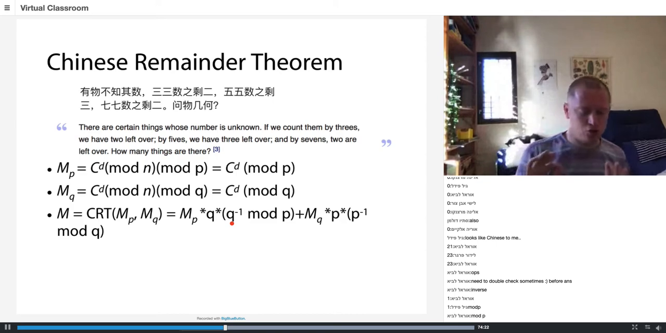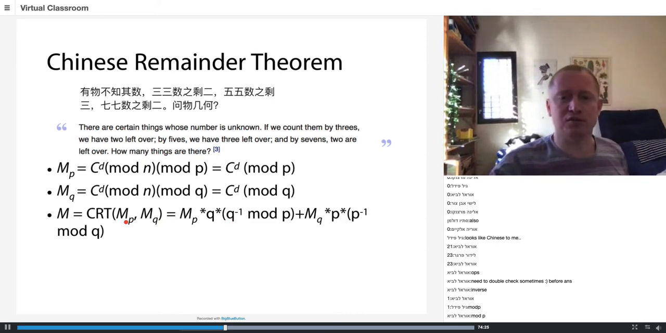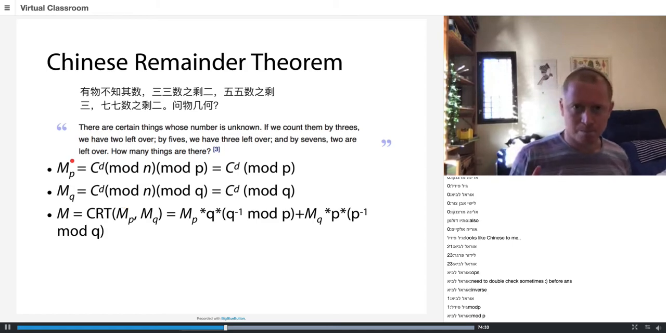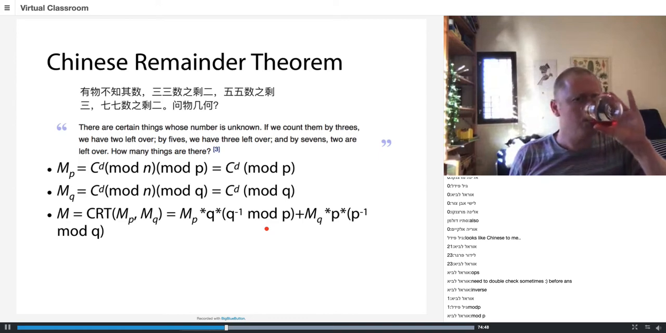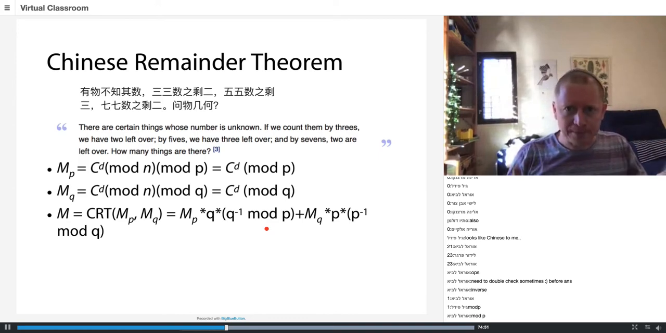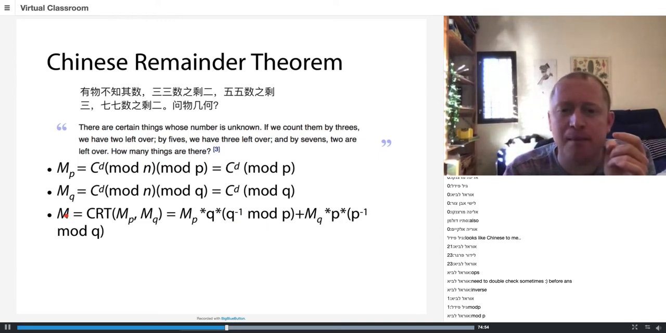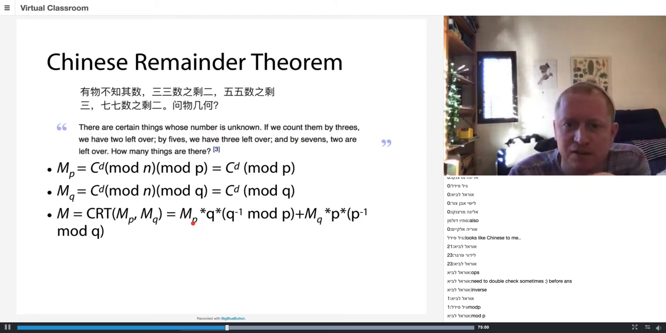So let's just make sure that this works for us. I'm claiming that this thing, modulo p, is equal to m sub p, and this thing, modulo q, is equal to m sub q. By the way, how do I get this number? I can use extended GCD, but I just know that it exists. Don't worry, it exists. So let's check that m modulo p gives me m sub p. There are two parts to this value: m sub p times something, and m sub q times something.